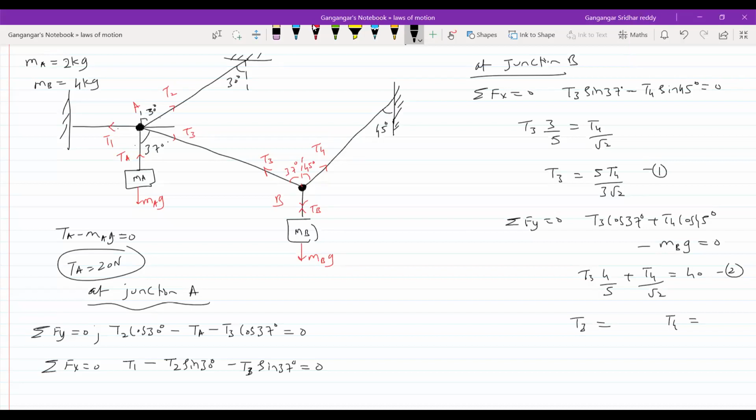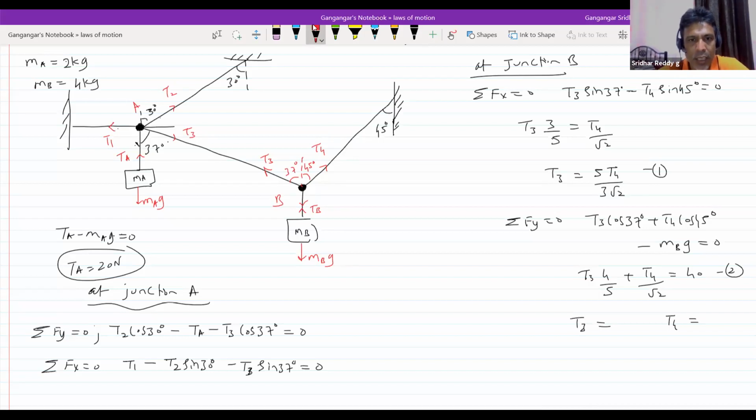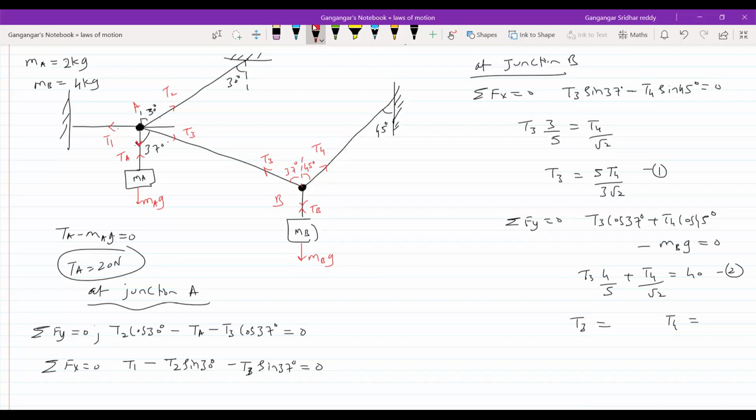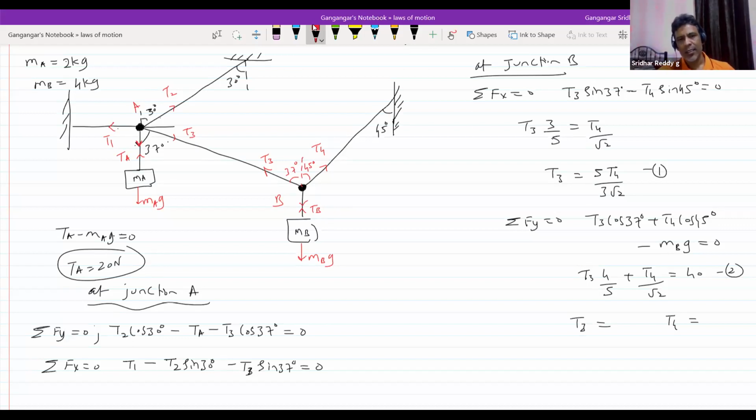Sir, at junction A, sigma Fy is 0, T2 cos 30 plus TA. I think it should be plus. Tension will act away from the body, no? The TA is what I showed. Okay, fine now. Tension should always act away from the body. You are confusing it with the arrow. Okay, sir.